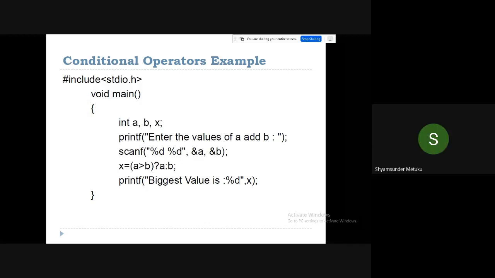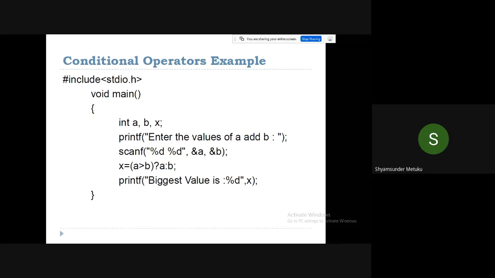Okay, suppose I take A is equal to 10, B is equal to 5. Then what is the condition? A greater than B. True or false? True. So which one will be taken? A will be taken or B will be taken? A. A is equal to 10 anyhow, correct or not? Yes, sir. So the biggest value of two numbers can be found by using a single statement. So in that case, the ternary operator will be useful.